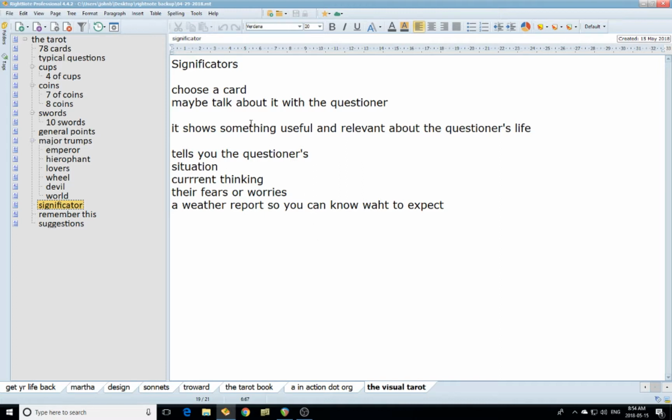So you pick a card and maybe talk about it with the questioner, because this, and I've got here, the card, the significator card, shows something useful and relevant about the questioner's life.